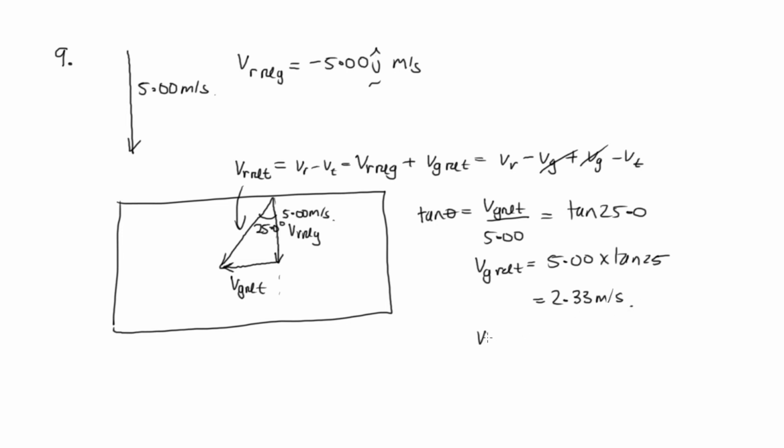Now, the velocity of the train relative to the ground is equal to the negative velocity of the ground relative to the train. So the speed is still 2.33 meters per second. But it tells us that if we see the raindrops falling in this direction like this, then the train itself is moving in this direction, which shouldn't really be a surprise for me because I'm sure you've experienced this phenomenon in your everyday life.